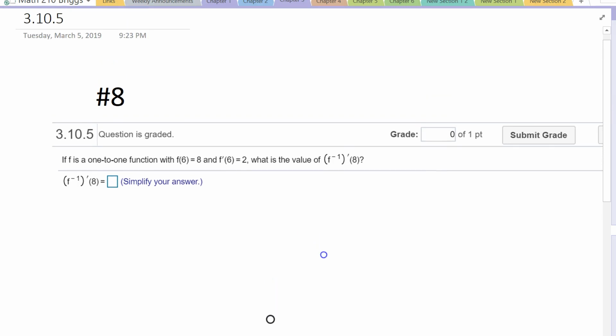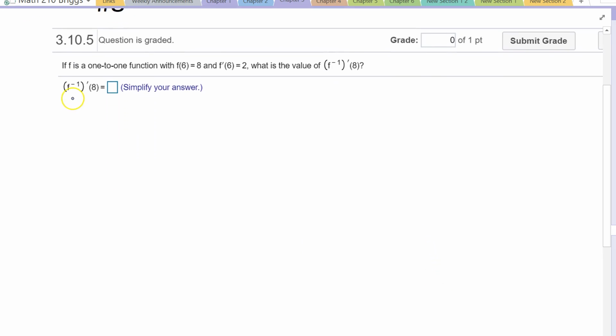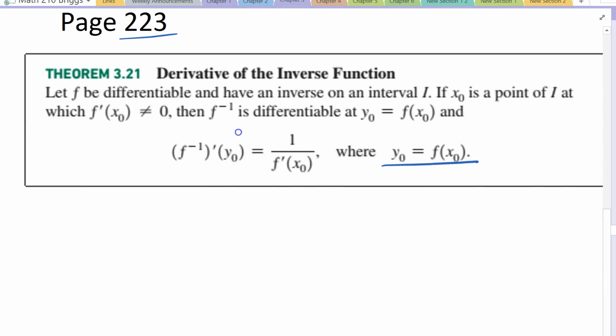So in this video, I'm going to go over 3.10, 3.11, and 4.1. The first one, 3.10, is where we're looking for the derivative of the inverse of a function at a point. Your book goes over the formula for this, and you have to be very careful with your endpoint and your x point.